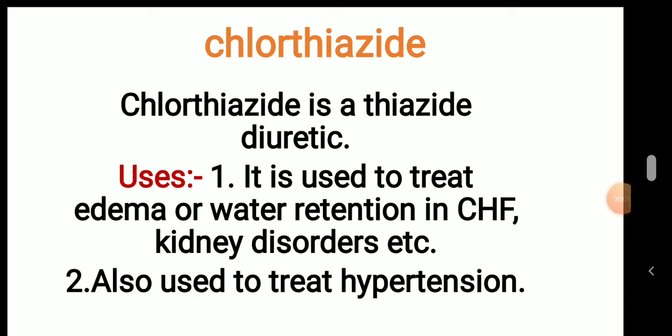Before starting the synthesis of chlorothiazide, here is a brief introduction of chlorothiazide. So what is chlorothiazide? Chlorothiazide is a diuretic. To be more specific, it is a thiazide diuretic. Uses: it is used to treat edema or water retention in CHF or congestive heart failure, kidney disorder, etc. Second, it is also used to treat hypertension or high blood pressure.